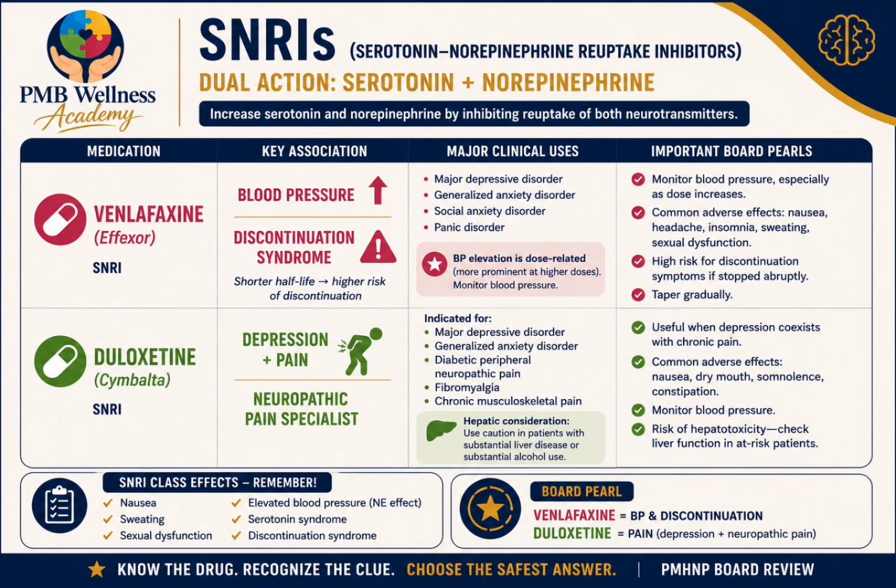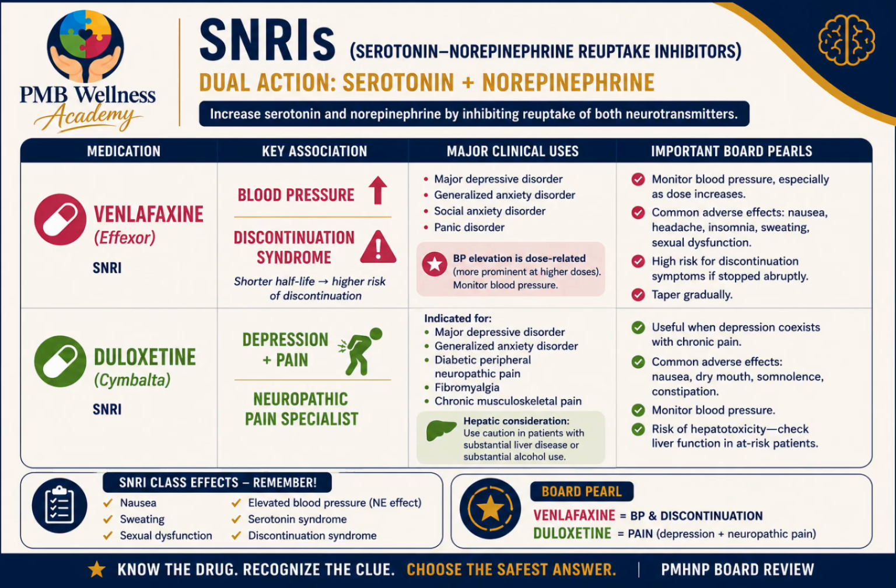Next, we'll talk about Cymbalta or duloxetine. Duloxetine should make you think mood plus pain. In addition to depression and anxiety disorders, duloxetine is used for several pain conditions, including diabetic peripheral neuropathy pain, fibromyalgia, and chronic musculoskeletal pain. If a patient has major depression plus neuropathic pain, duloxetine may allow you to target both problems with one medication. Hepatic considerations are also important. Be cautious in patients with substantial chronic liver disease or substantial alcohol use. Your board association is duloxetine dulls the pain.